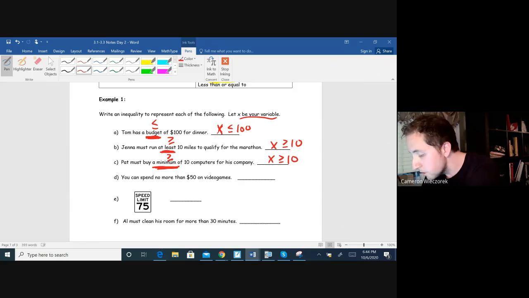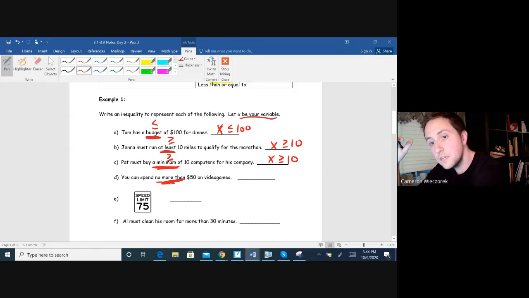Part D, you can spend no more than, I'm going to underline it, there's our key phrase, no more than $50 on video games. That means the highest you can spend is 50, or you can stay under that budget. You can't go over 50. So this is less than or equal to. Less than or equal to 50.